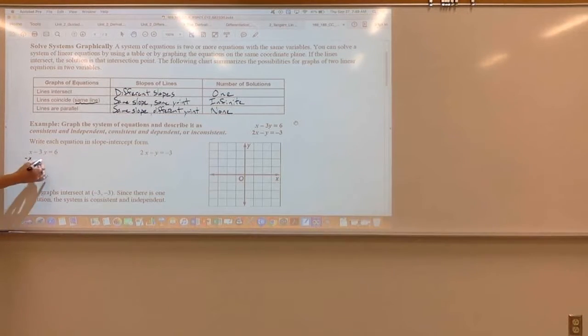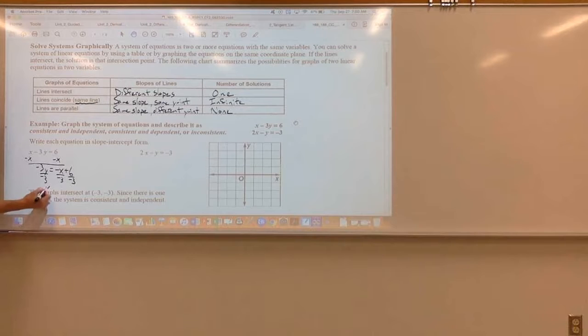I will subtract my x over, get negative y equals negative x plus 6. Remember, those aren't like terms, so I can't combine them. And then last step to get y by itself, I'll divide everything by negative 3.